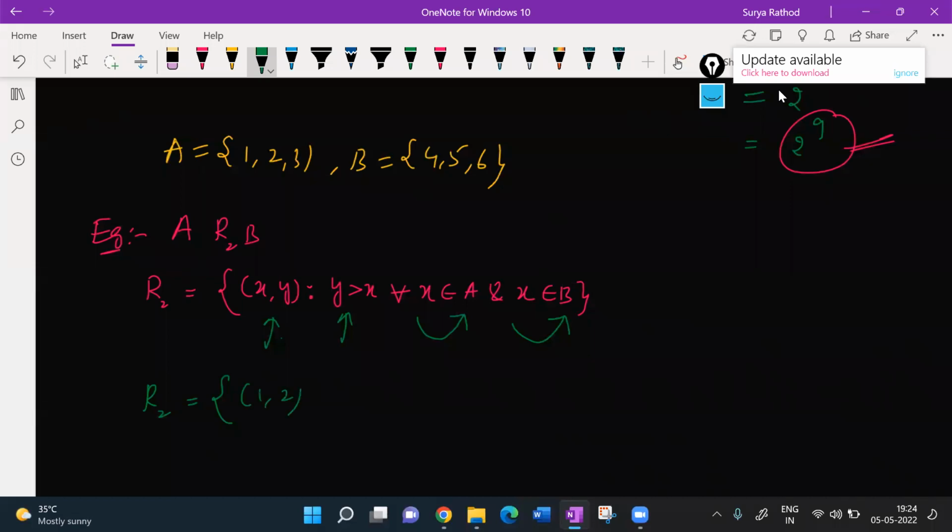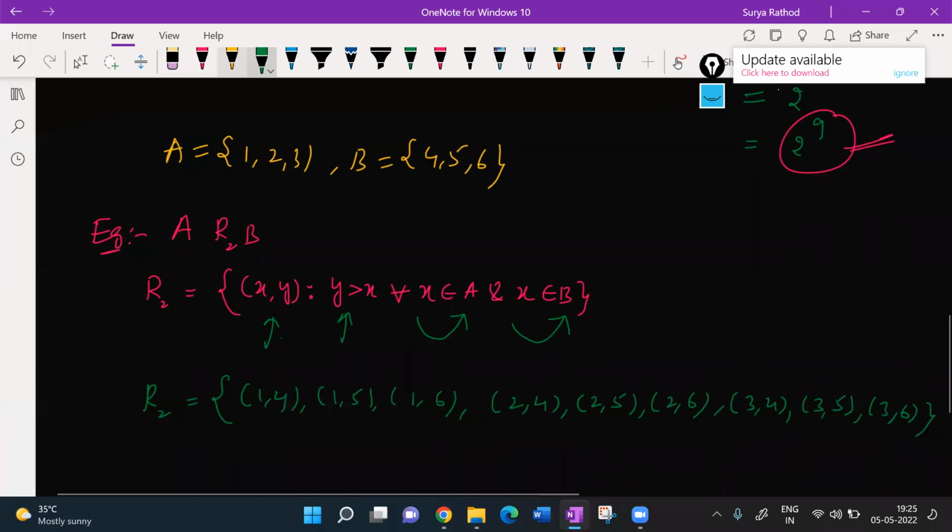So 1 comma 2. Check in 1 comma 2 whether y is greater than x or not. Or else you write like this, 1 comma 4, let's write, not 1 comma 2. Why? Because 1 to 4, right? 1 to 4, or you write 1 to 5, 1 to 4, 1 to 5, 1 to 6. In every ordered pair, y is greater than x. Next, you can write 2 to 4, 2 to 5, 2 to 6, 3 to 4, 3 to 5, and 3 to 6.